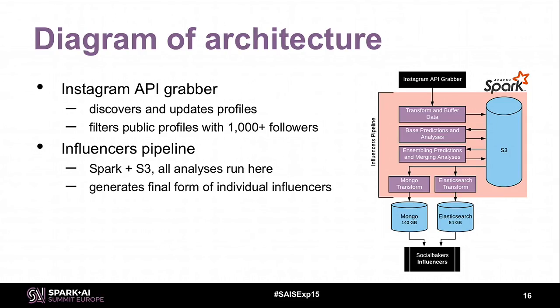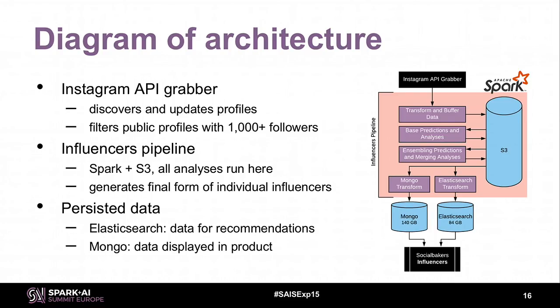And then, when we run the influencers pipeline, the pipeline loads the data from the cache. It performs some basic transformations and buffering on S3. Then it applies the base predictors. It generates base predictions, basic analysis. It extracts some keywords, hashtags, and so on. Then it ensembles these base predictions. It merges all those analyses together and generates the final representation of every influencer's profile in our database. An influencer's profile is basically the original Instagram profile enriched with all those attributes and performance metrics.